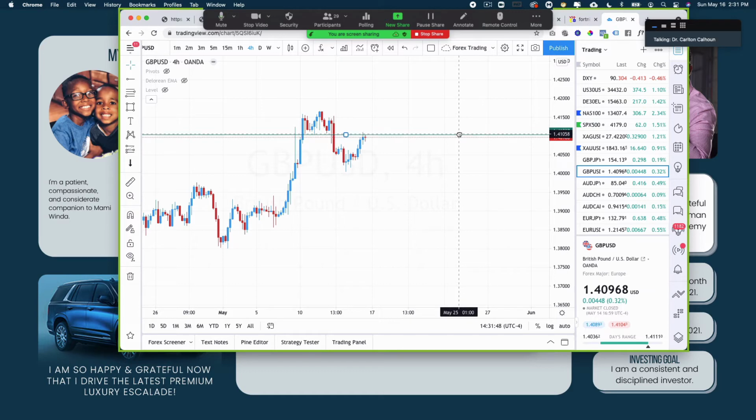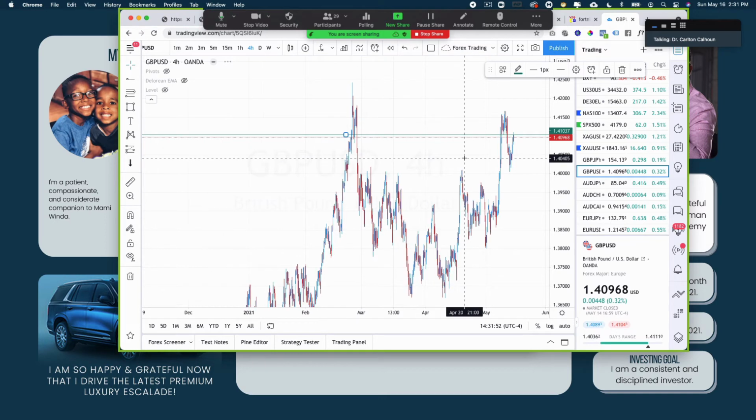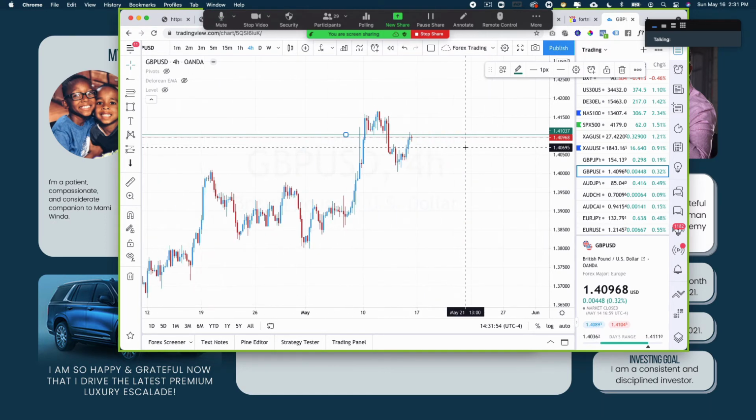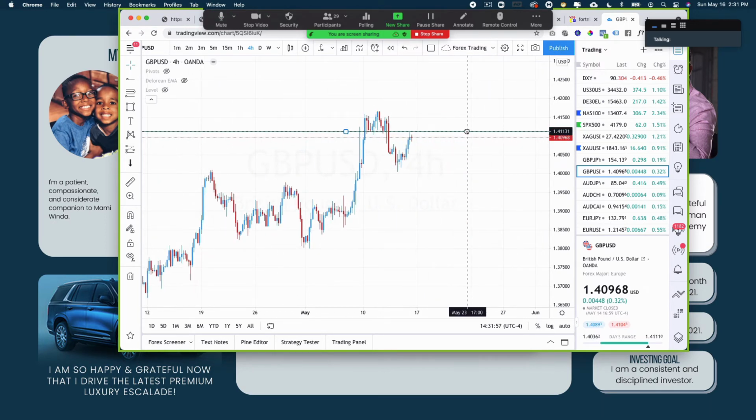Look at that. If it rejects here, the next area, yep. If it rejects up here, the next zone is, let's bring it up right in here.